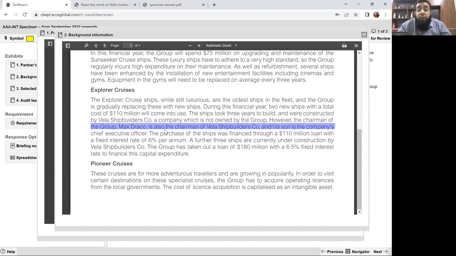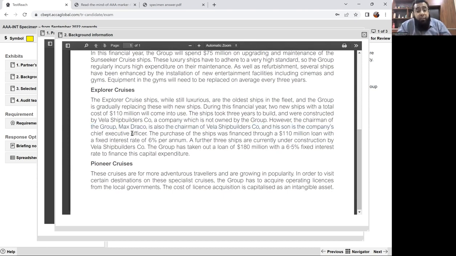So if you remember, there is a risk related to related party. Our chairman, our key management personnel, is also serving at Vala Shipbuilder Company with whom we have done a transaction during the year. And his son is the company's chief executive officer.